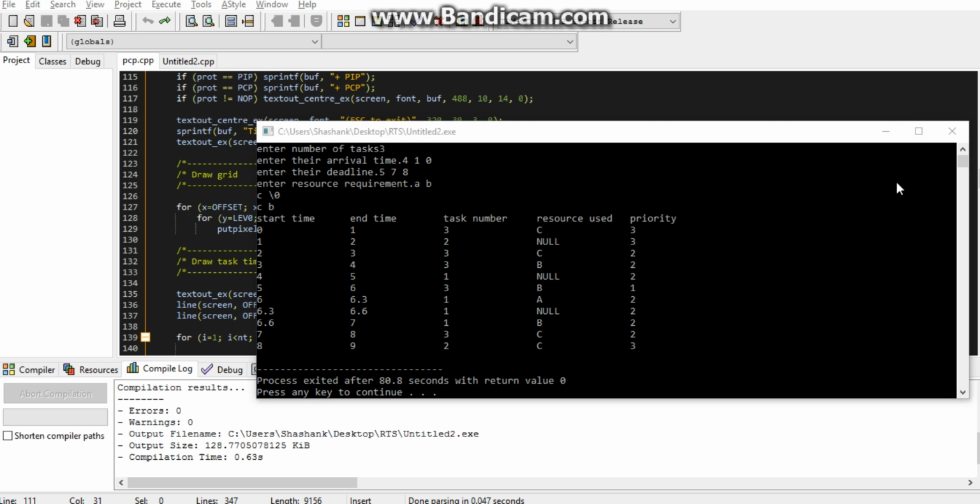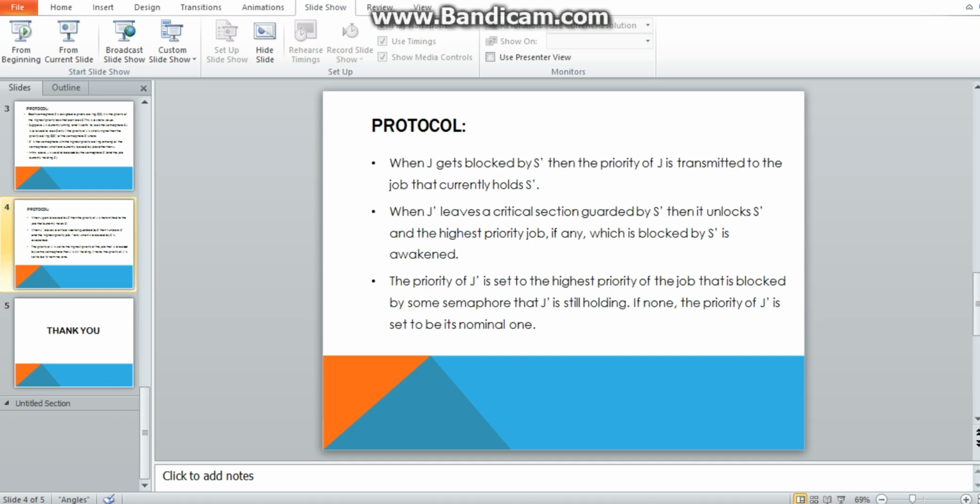At time t equal to 7, tau 1 is completed and tau 3 resumes its execution at priority P3 equal to P2. At time t equal to 8, tau 3 exits its outer critical section, unlocks the resource C, and since tau 2 is awakened, tau 3 returns to its normal priority P3. At this point, tau 2 preempts tau 3 and executes until complete.